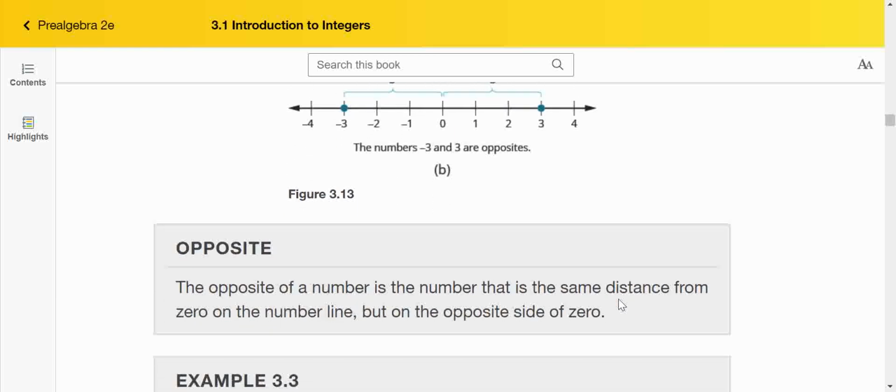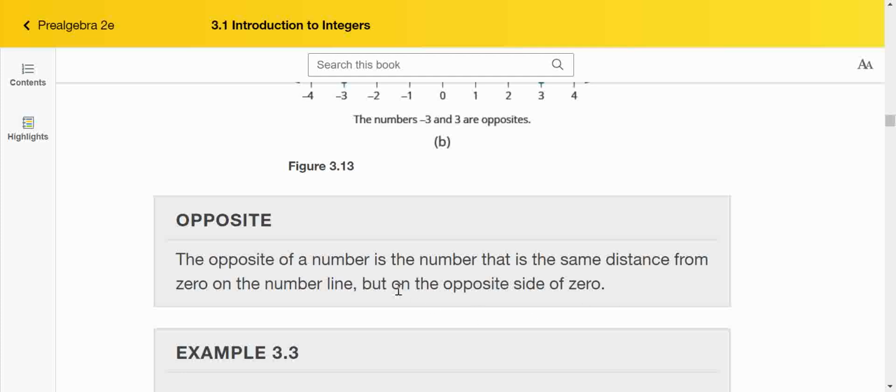Opposite. The opposite of a number is the number that is the same distance from 0 on the number line, but on the opposite side of 0.